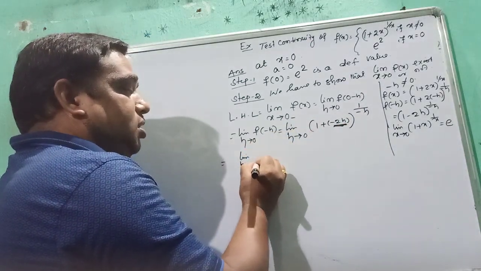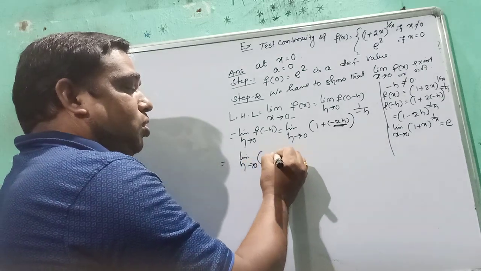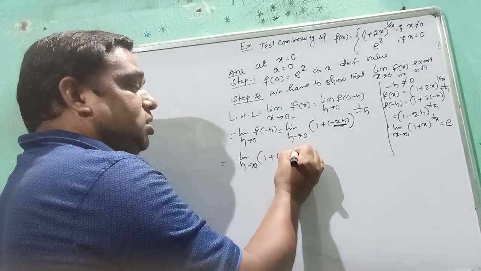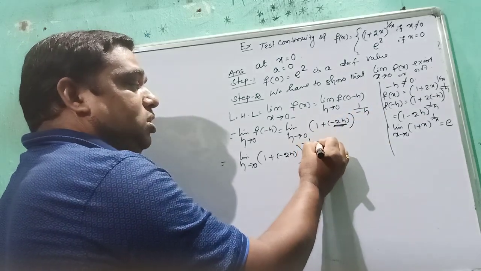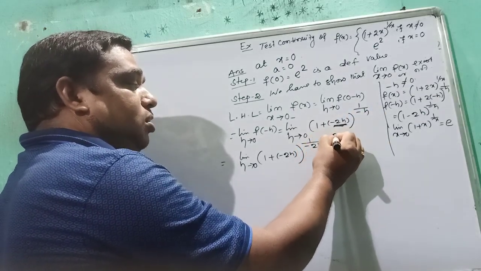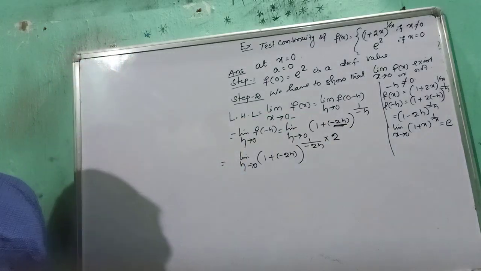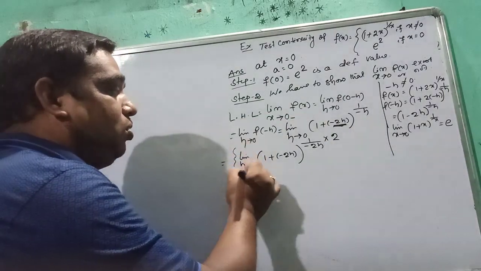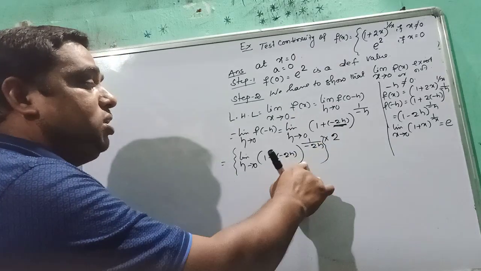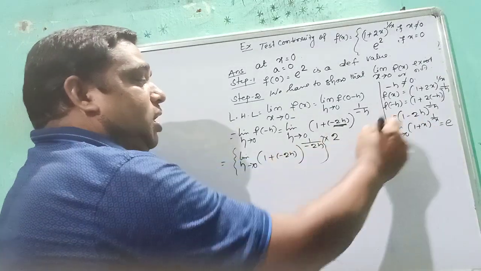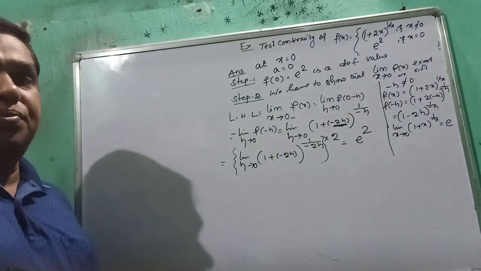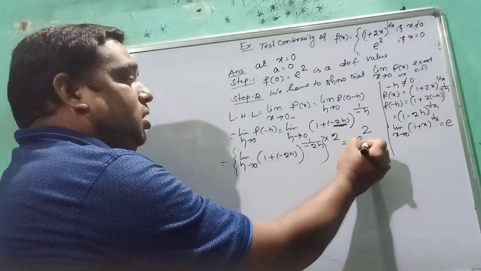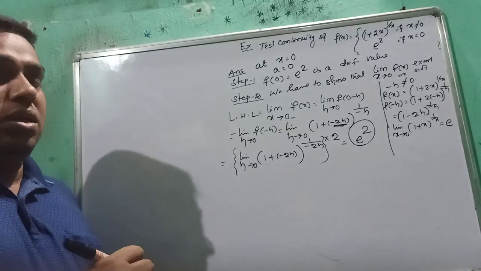Limit h tends to 0, (1 plus minus 2h) to the power 1 by minus 2h is required. So multiply by 2 and divide by 2 here. And what is its value now? According to the formula it is e. So its value is e square. So the left hand limit is equal to e square.